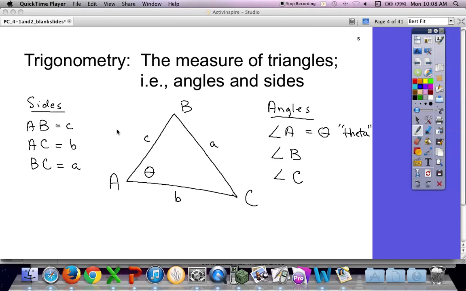Okay, so trigonometry is literally the measure of triangles. That's what the word means. And we know triangles are made up of angles and sides.